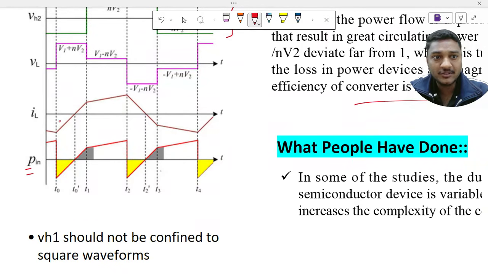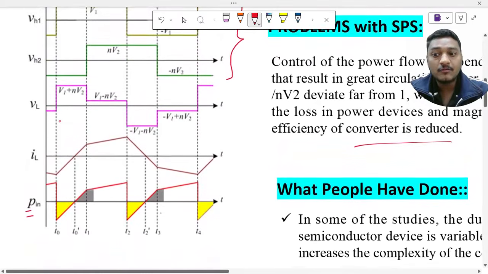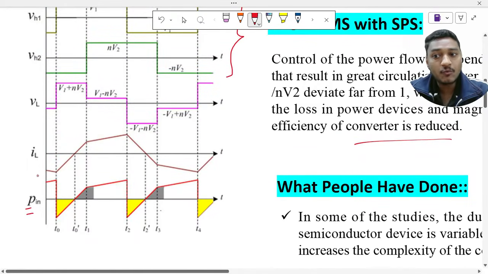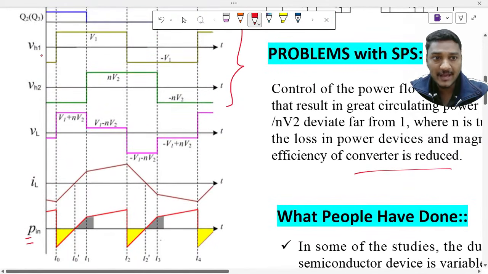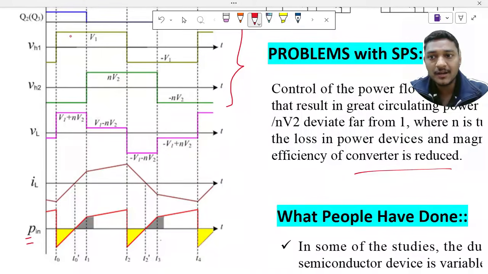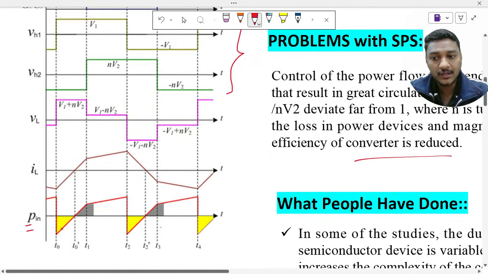IL is there, which is the primary side current. Now for calculation of P in, I need IL as well as VH1. What is the value of VH1 at this particular time? VH1 is basically some positive value. This positive value multiplied by this negative value will give some negative power, and that power is my backward power flow.